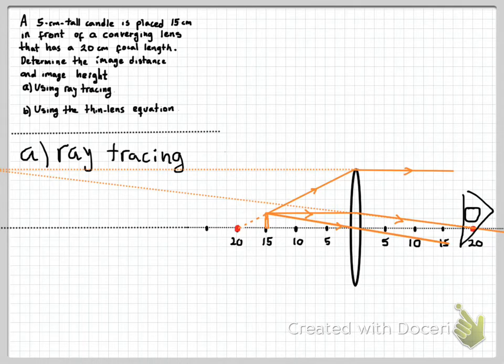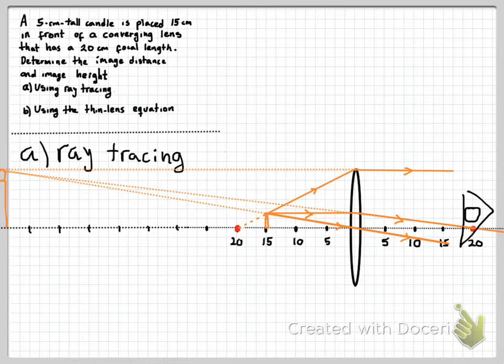It goes through without changing direction. So again, if we trace back this light ray, we should find that it intersects the other 2 light rays at some point down the optical axis, and this is the location of the image of the candle in this case. Alright, now all we have to do is use the scale that we have in the horizontal axis to figure out where the location of the candle is.